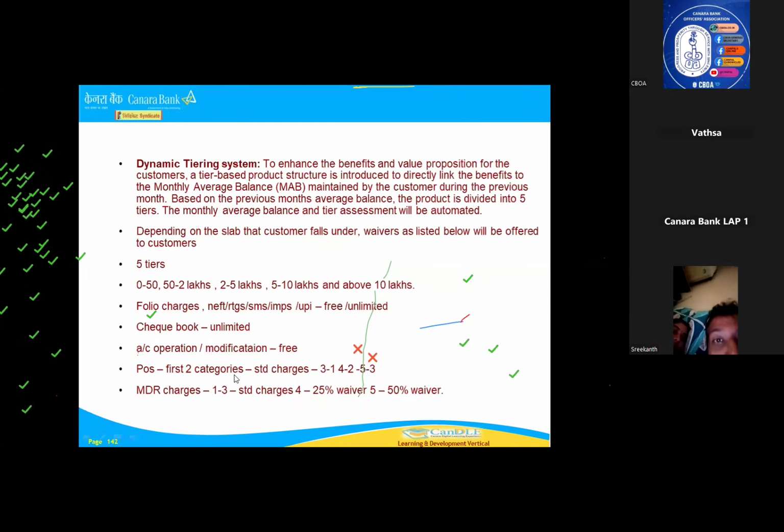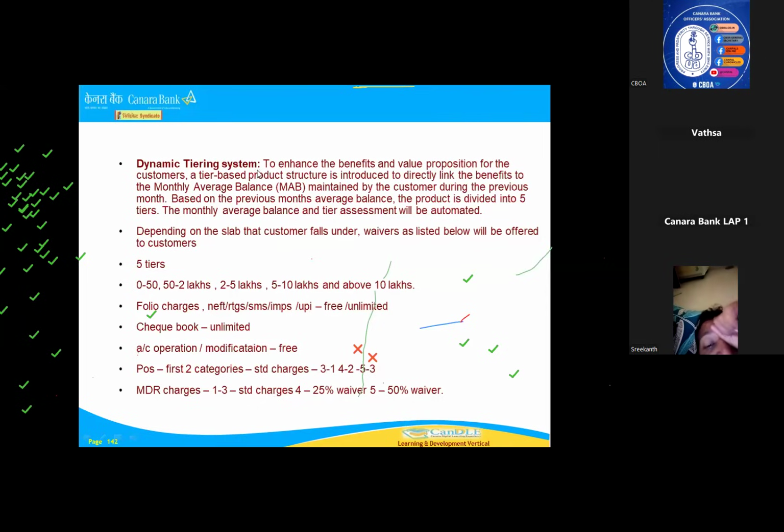For POS, in the first 2 categories, the charges will be there. In the third category, one POS will be given free. In the fourth category, 2 POSs will be given free. In the fifth category, 3 will be given. For MDR charges, from the first to third category, standard charges are applicable. The fourth category gets a 25% waiver. The fifth category gets a 50% waiver.